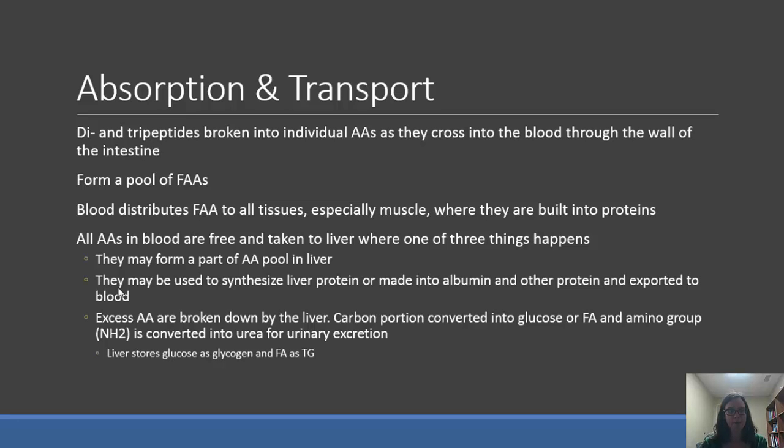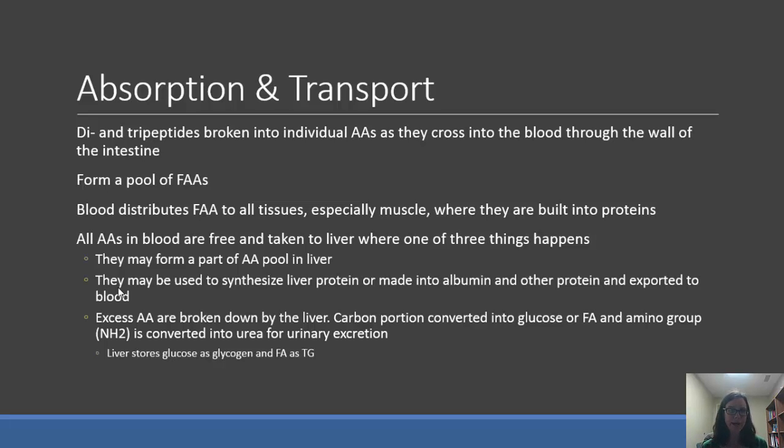So, in addition, if we have excessive amino acids, then we can start to break these down in the liver in order to use the carbon portion to make glucose or fatty acids, and then we excrete the amino group in the form of urea. So if we do produce glucose or fatty acids, we could also build these into glycogen or triglycerides for storage.